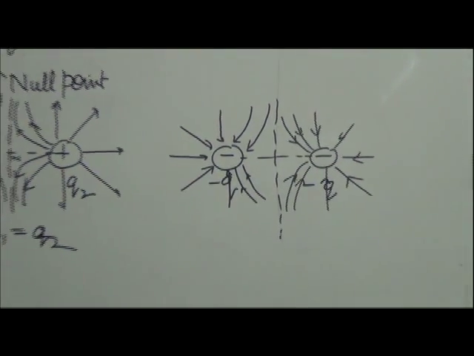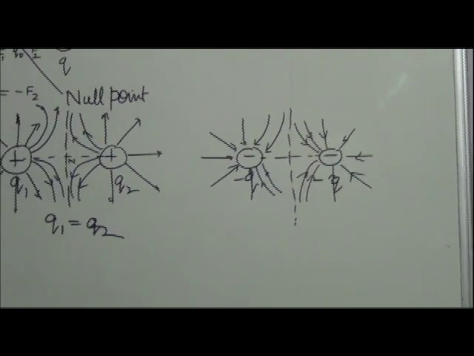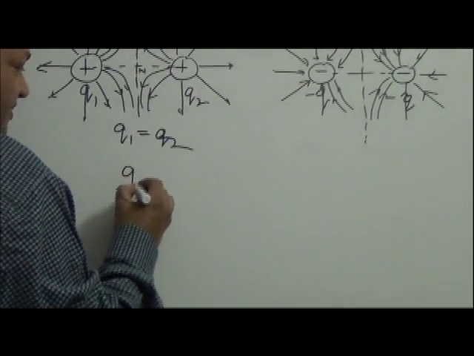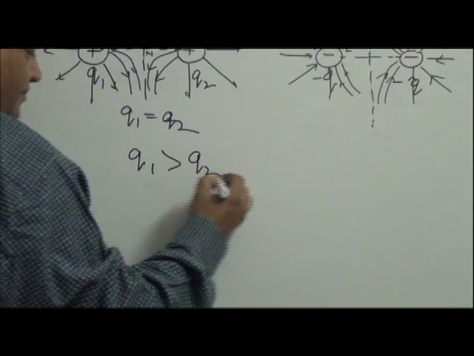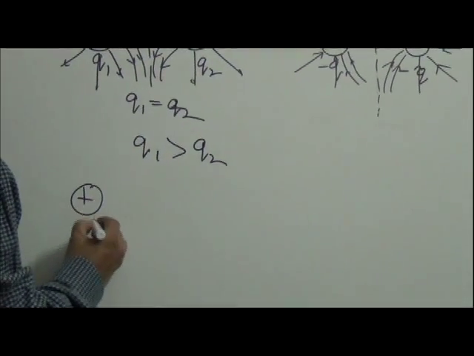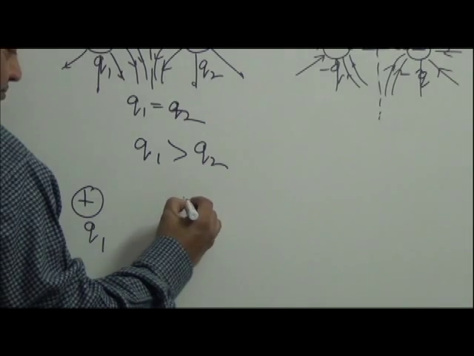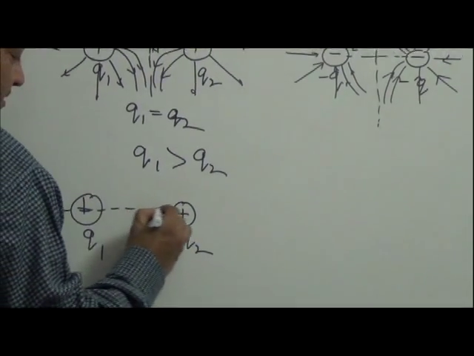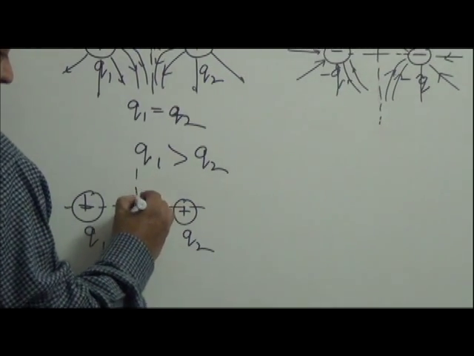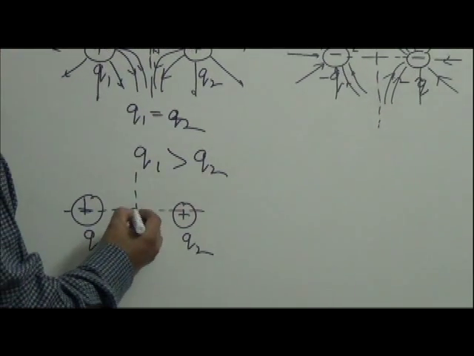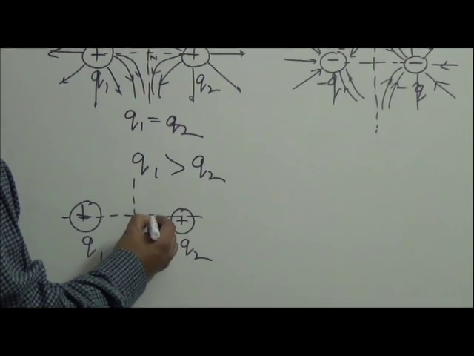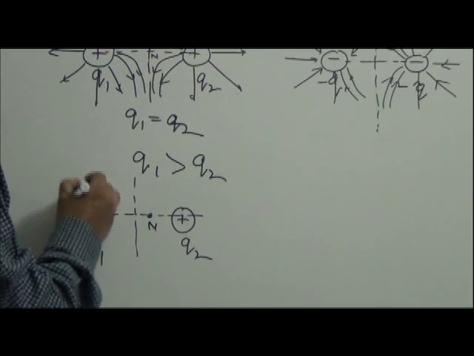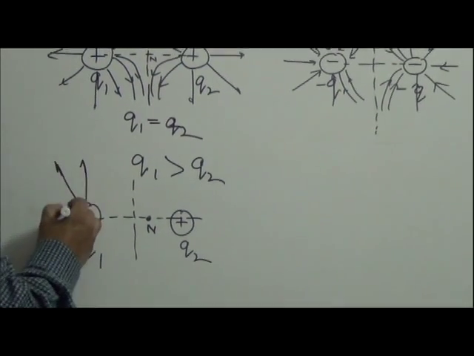But if there are two positive charges or two negative charges, but both are not equal in magnitude, suppose Q1 is greater than Q2. In this case, Q1 is larger in magnitude than Q2. Both charges are placed along the same line. The null point will not lie exactly at the center, but rather it will shift towards the smaller magnitude charge. So null point will be somewhere here. Then electric lines of force will look like this.